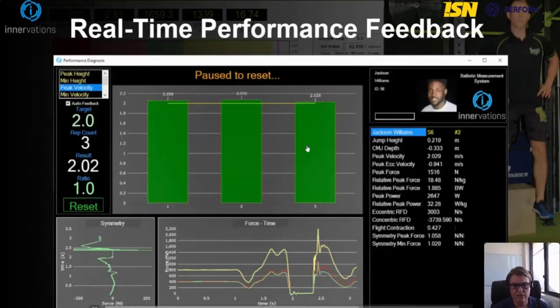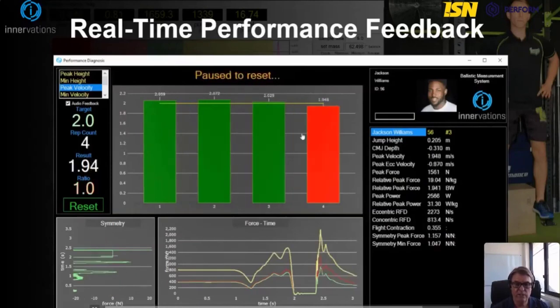So they've got 3 trials they've completed here. This is the actual jump data down here and their symmetry over here. And then you can see on their 4th jump, they've missed the target. Their 1.948, target was 3. So that is immediate information provided visually to the athlete.